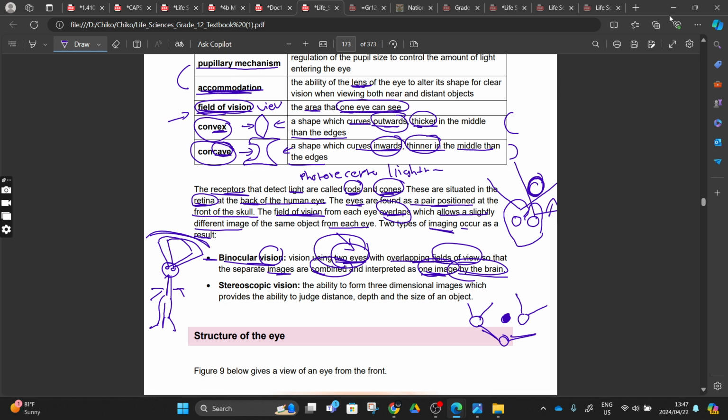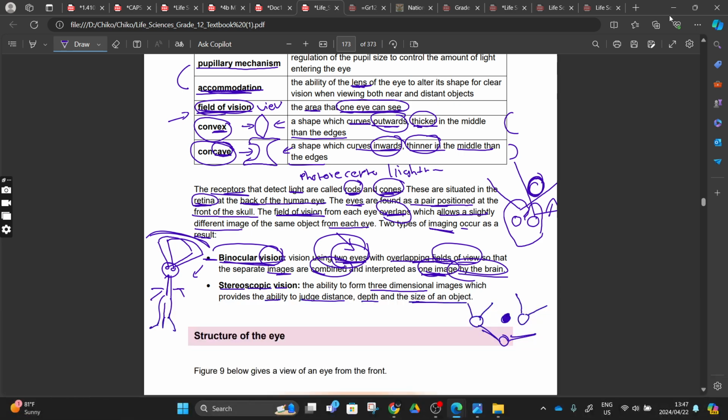And then this also results in a stereoscopic view. This is under binocular vision, right? This is a stereoscopic view, the vision with the ability to form three-dimensional images, which provides the ability to judge distance, to judge depth, to judge the size of the object. So what is happening here? The binocular vision, this is you using your two eyes, overlapping or joining two points of view, so that you'll have two separate images combined to form one image, right?